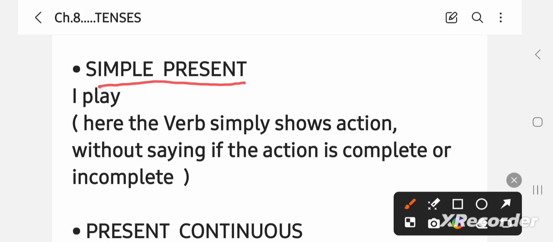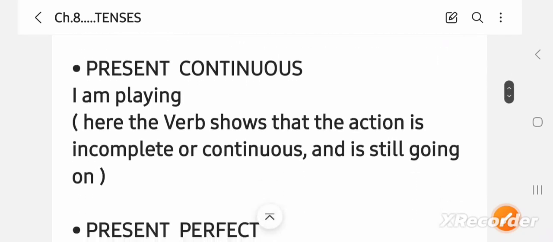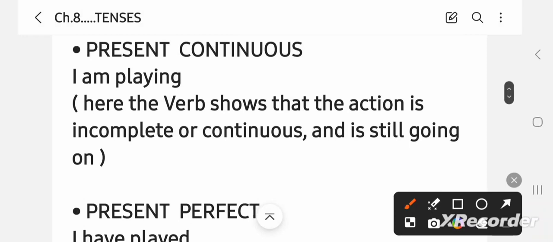Here the verb simply shows action without saying if the action is complete or incomplete. Here in the simple present tense, the action is not shown to be complete or incomplete. It just shows that the action is being done now. Then we have present continuous. I am playing.